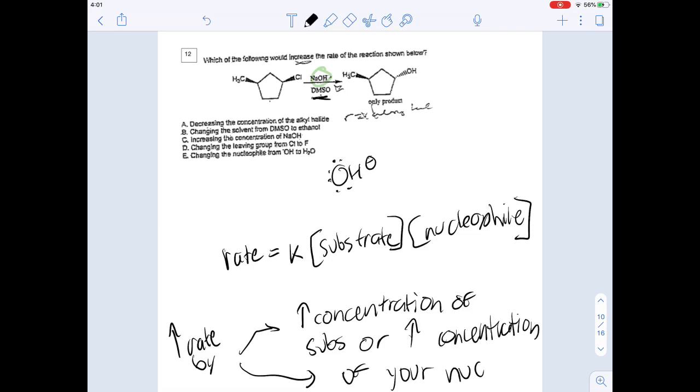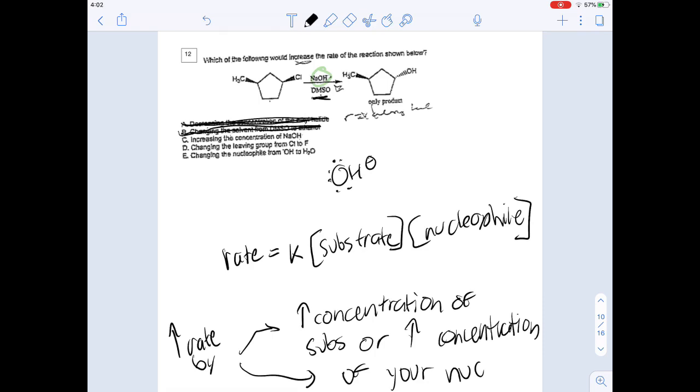So now, with this in mind, we can go through the answer choices and figure out which of these can actually increase the rate. So, decreasing the concentration of the alkyl halide is what A says, and that's incorrect because that would decrease the rate. So you can go ahead and cross off A. Changing the solvent from DMSO to ethanol, that's incorrect because ethanol is polar protic. So that would also decrease the rate. Anything that is taking away from what SN2 wants is not going to increase the rate of the reaction. It needs favorable conditions to have a faster rate of reaction.